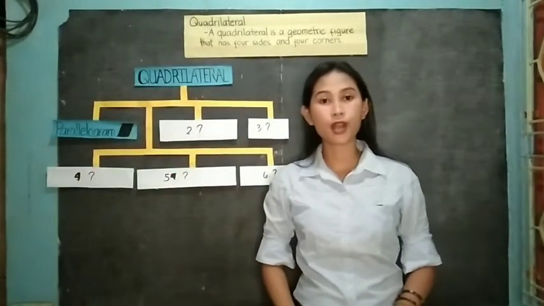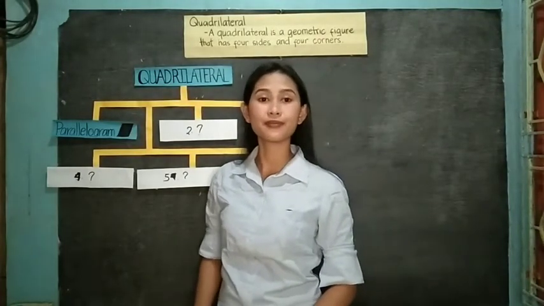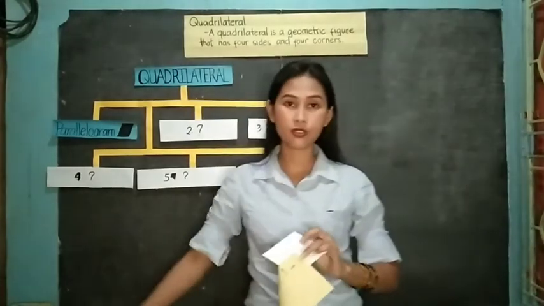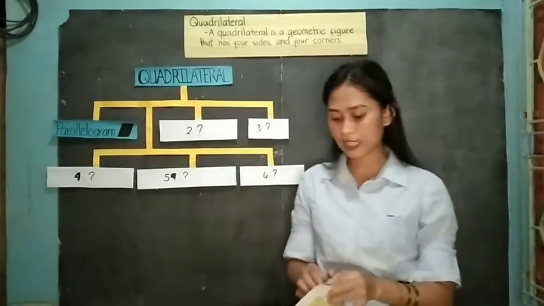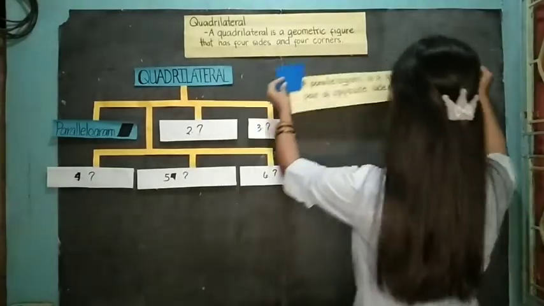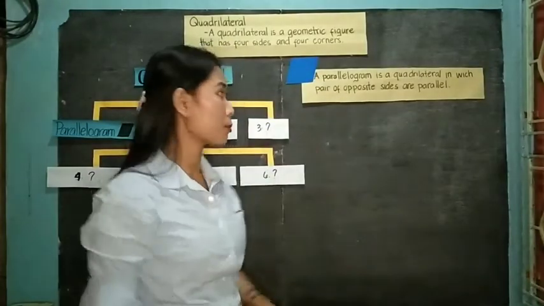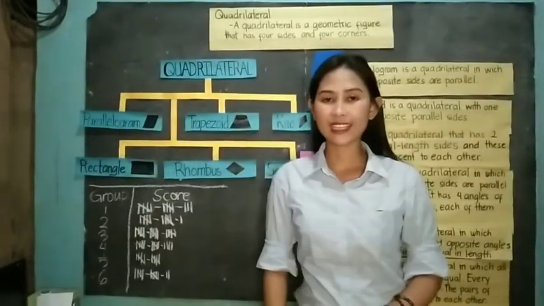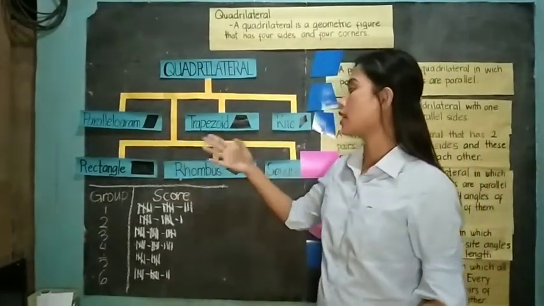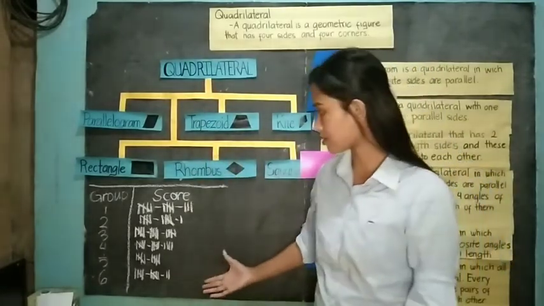Is parallelogram a quadrilateral? Why? Yes, Kim? Very good. A parallelogram is a quadrilateral in which each pair of opposite sides are parallel. Very good, class. Now, we already know the names of the quadrilaterals, its properties, and relationships. Let's take a look at your scores.